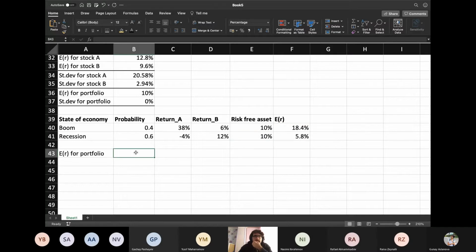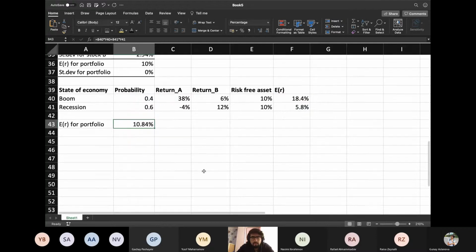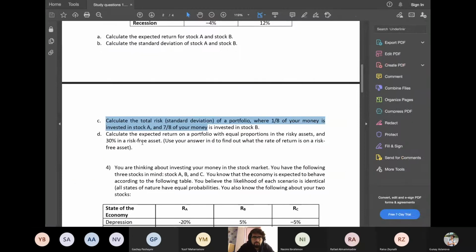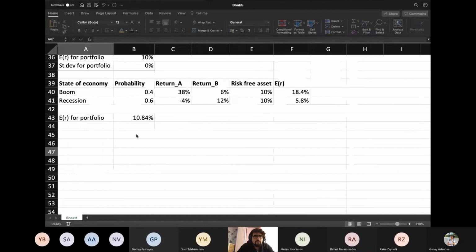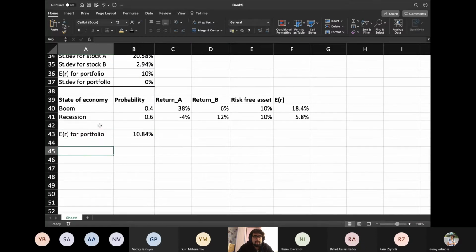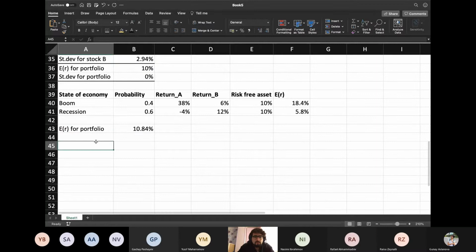Okay, and expected return is probability of boom times return on the boom plus probability of the recession times return on the recession. 10.84%. So we finished question 3. Do you have any questions?